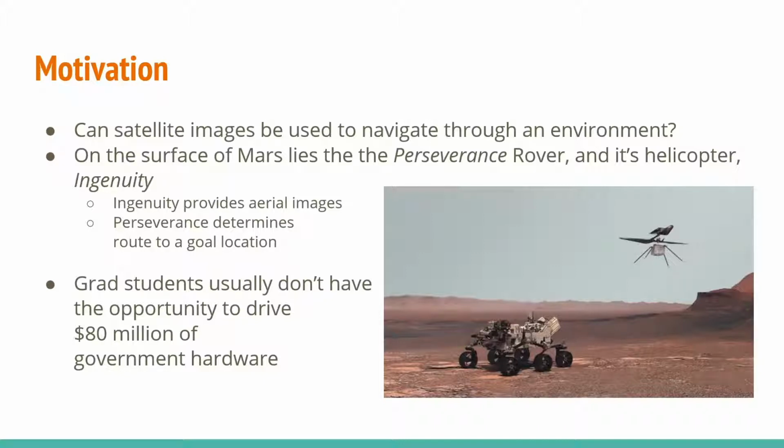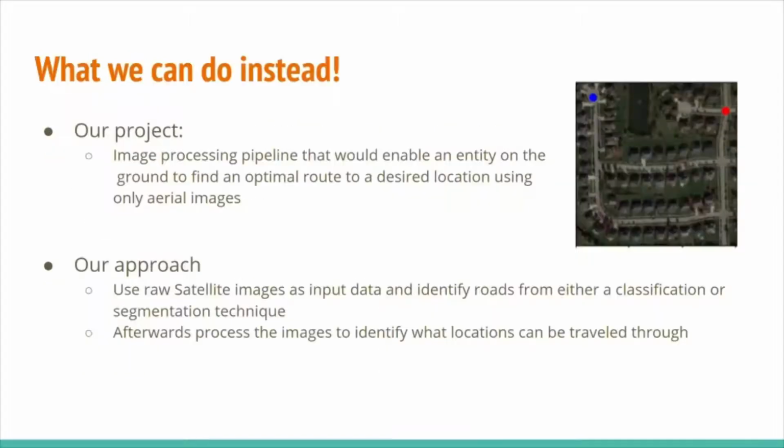Unfortunately, we couldn't test this theory on the actual rover, so we had to come up with a different idea instead. So, what can we do instead? For our project, we'll create an image processing pipeline that would enable an entity, marked by the blue dot, to find an optimal route to a desired location, marked by a red dot, using only aerial images.